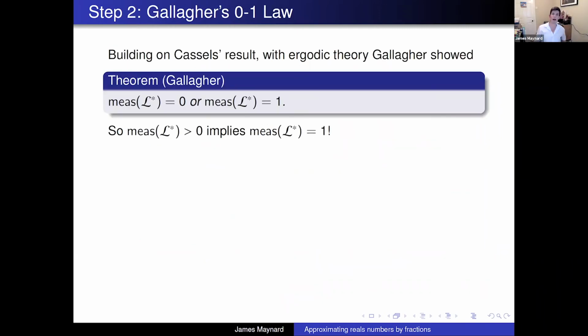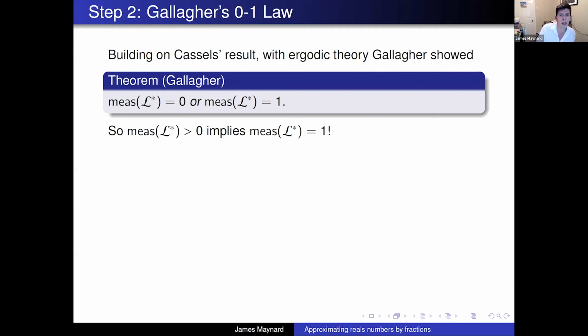However, Gallagher proved an analogous version of Cassels' result, and he proved a 0-1 law for this set L star instead of L. So Gallagher proved that the measure of L star is either 0 or its measure is 1, and this was based on early ideas in ergodic theory, showing that a certain measure preserving transformation is ergodic on L star.